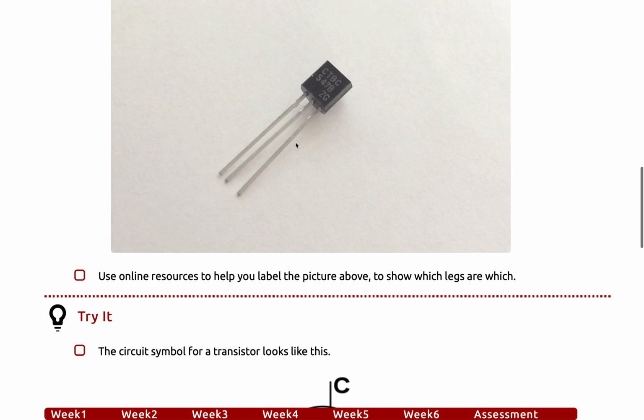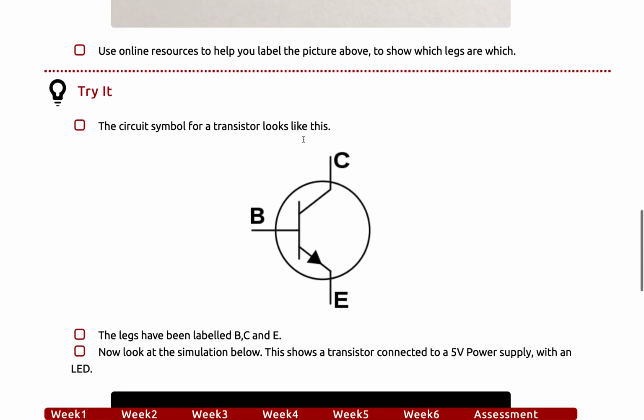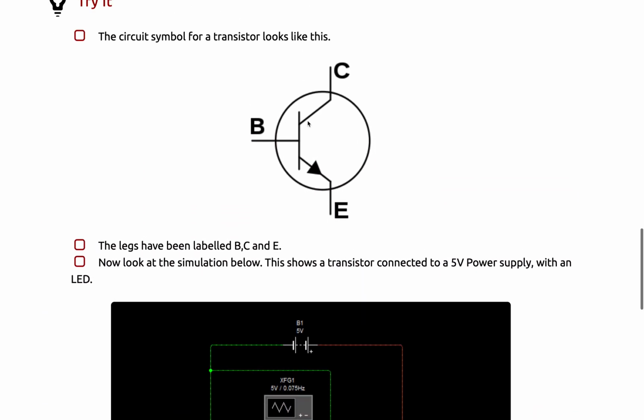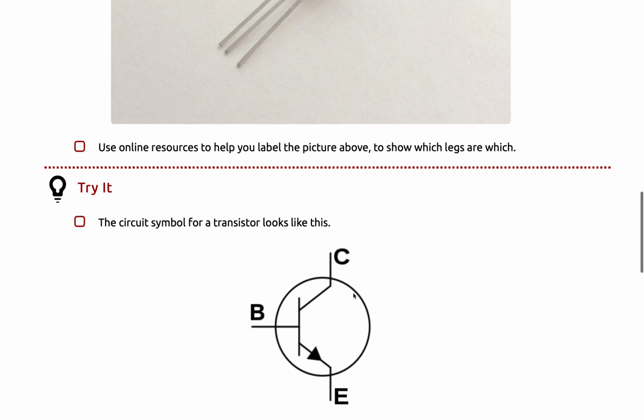Now, the 3 pins. The one in the middle we call the base, okay? This one here is called the emitter, and this one here is called the collector. And sometimes they draw it down like this as well, okay? So if you imagine that's the flat piece there, the middle pin is the base on this one. This one over here is the collector, and this one here is called the emitter.